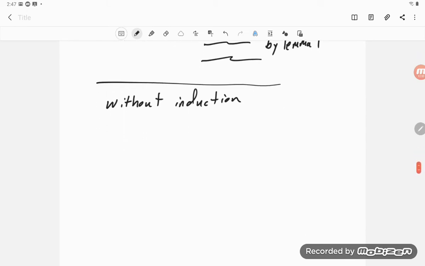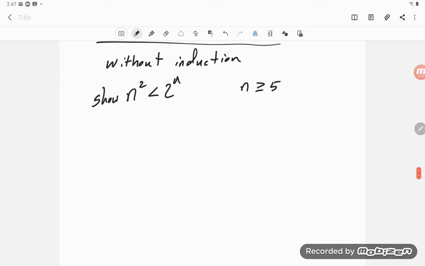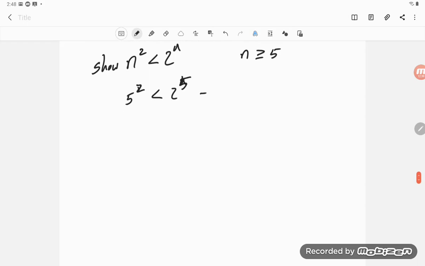Okay, so just to show, there are usually various ways to get at something. Suppose I want to show n squared is less than 2 to the n, for n greater than or equal to 5. Well, actually, I might start that proof out the same way and show, for instance, that 5 squared is less than 2 to the 5th. Okay, so I'd probably still show that.